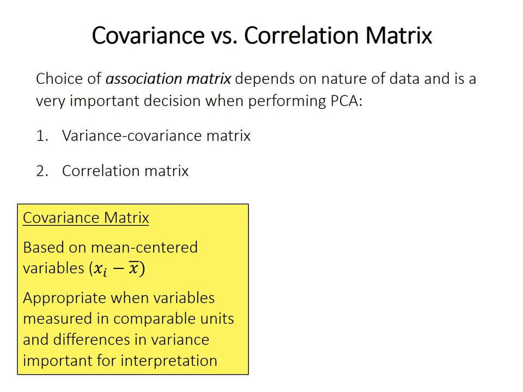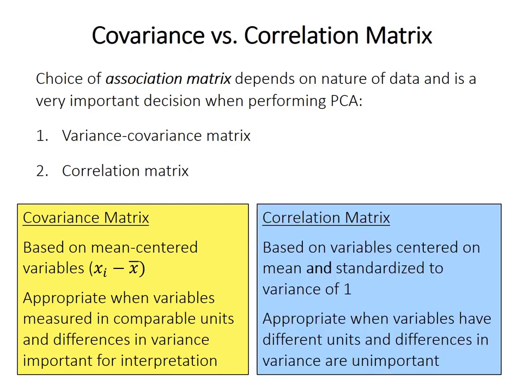So you should only use the covariance matrix when all of your variables are measured in comparable units, and the differences between their original variances are meaningful, and you want to use that for interpretation. The correlation matrix uses a matrix of Pearson's correlation coefficients. If you remember way back to the lecture on correlation, this has the effect of standardizing each variable so that each one has a variance of 1. This is best when you want to remove any effect of different variances, and you would pretty much use the correlation matrix if your variables are measured in different units. Because if they're measured in different units, the differences between their variances are going to be unimportant.